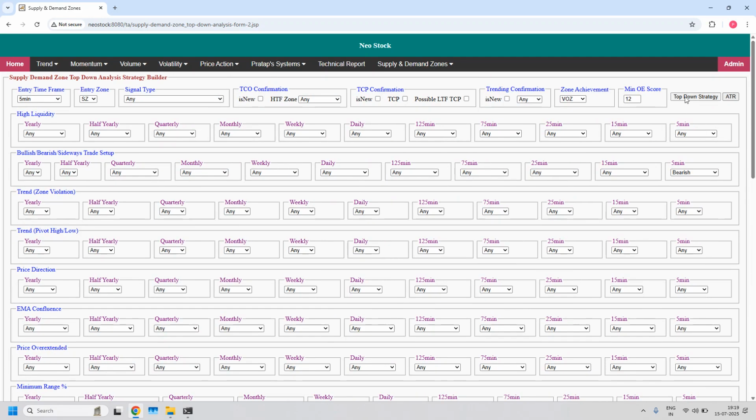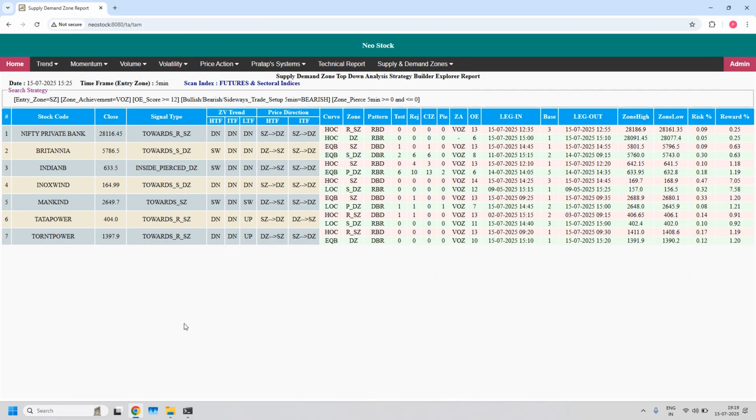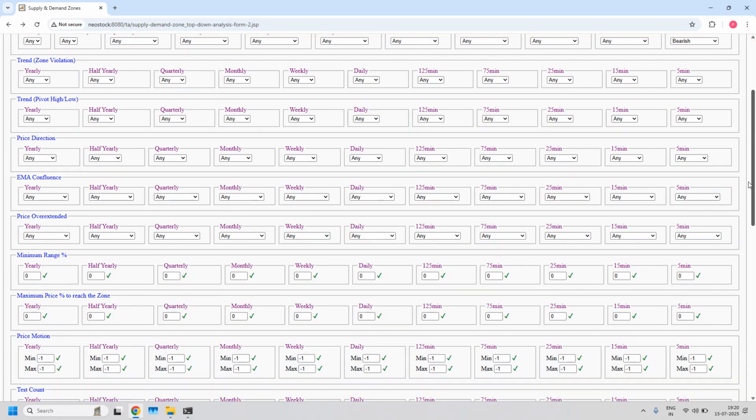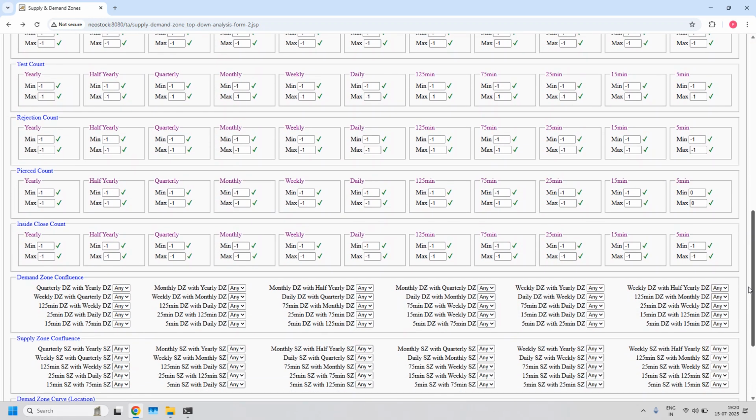With these filters, we got 7 stocks. And all these 7 stocks are supporting bearish trade setup for hourly income trade, and entry time frame zones are 5 minute supply zones. So total 7 stocks we got. Out of these 7, how many are having more high probability to get success? That we will filter based on different zone confluence and EMA confluence strategies.